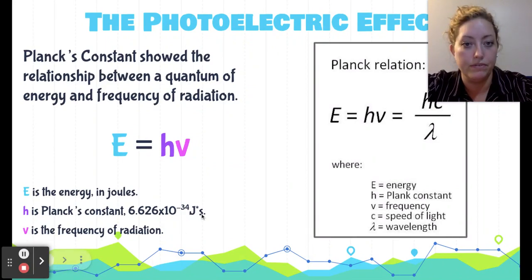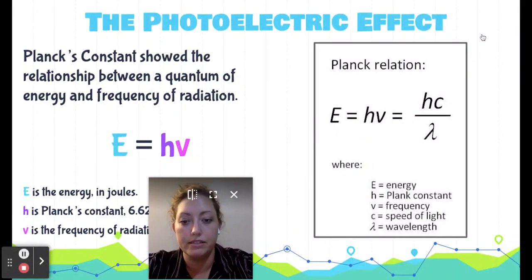So v, again, is the frequency of radiation.